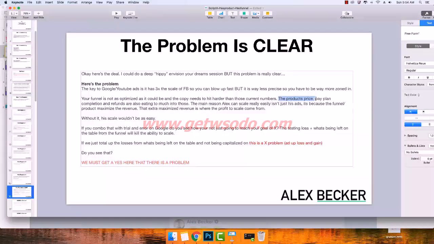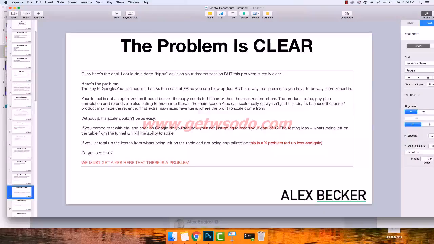Now, look, the product price, the payment plans, the refunds are just also excessive. We're going to look at the things that we diagnose are wrong. And the main reason Alex is able to scale isn't just his ads. It's because the funnel and the product maximize the revenue. That maximized revenue is where the profit and scale come from. All right? And without this, his webinars and our students' webinars wouldn't scale. It just wouldn't. So it's going to be very hard for you to do this as well.